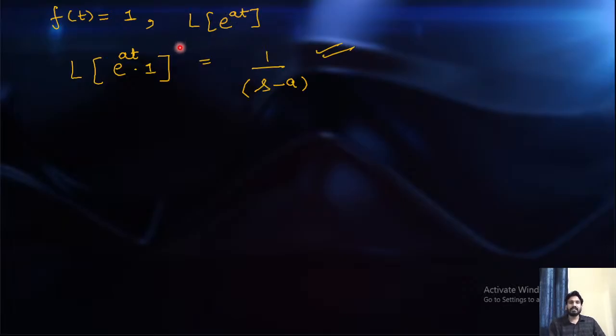It is very simple. Let's suppose that our f of t is 1 and we multiply it with e raised to power at. What is the Laplace of 1? It is 1 by s, and if you multiply e raised to power at with the 1, what change will you see in the s domain? It is s minus a. It is as simple as that. I hope that it is clear to you, right? I hope that it's fine for you.